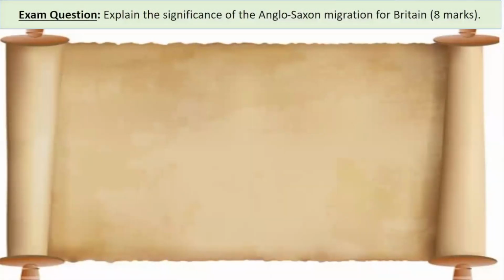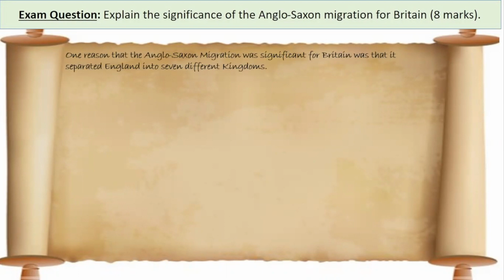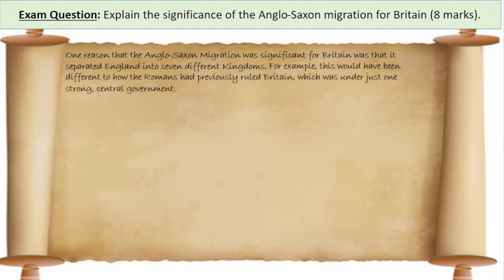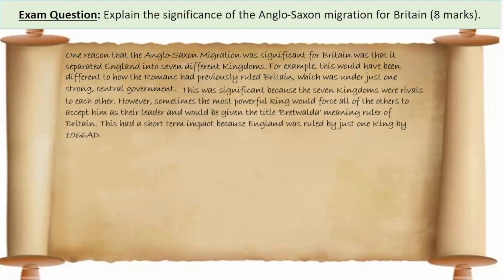Now that you've had a chance to attempt this significance question, let's have a look at an answer that got 4 marks. Let's see how this student structured their answer in a step-by-step approach. One reason that the Anglo-Saxon migration was significant for Britain was that it separated England into 7 different kingdoms. For example, this would have been different to how the Romans had previously ruled Britain, which was under just one strong central government. This was significant because the 7 kingdoms were rivals to each other.